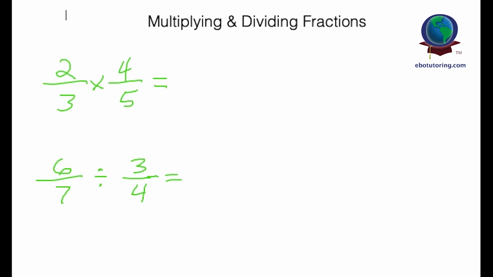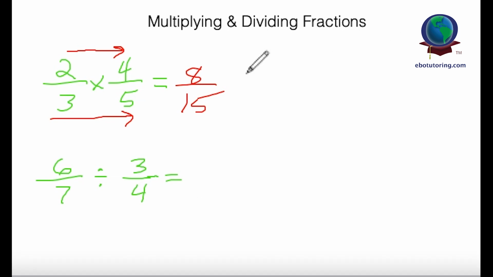So the first thing we're going to do is simple. Look at the problem. It's multiplication. All we got to do is multiply straight across. So 2 times 4 is what? 8. 3 times 5 is what? 15. Ta-da! You're done. What? It can't be that easy. Yes, it's that easy. It really is. So multiplying fractions, so simple. Easiest one out of all 4 of the operations: adding, subtracting, multiplying, dividing.